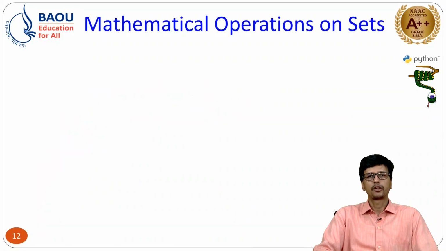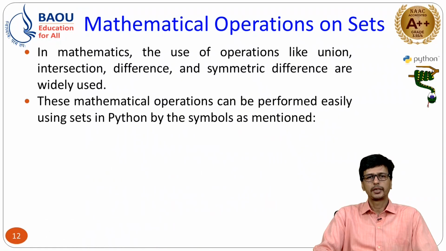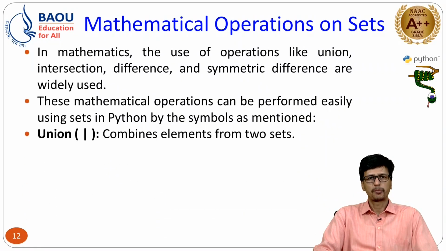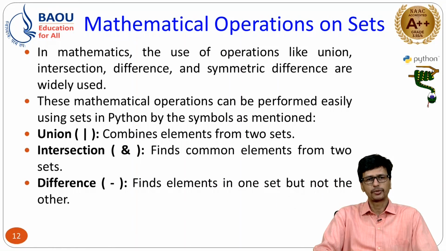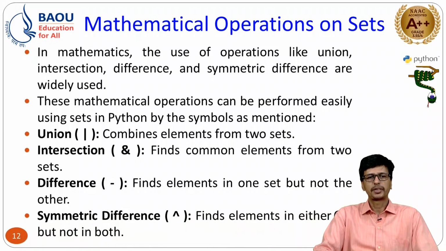Then after that, mathematical operations. As we have already discussed, you can apply multiple operations. For different operations you have to use some specific symbol. You can use union, for that you use the pipe symbol. Then for the intersection operation, you use the ampersand. For the difference operation you use the hyphen sign, and for symmetric difference, you use the caret sign.